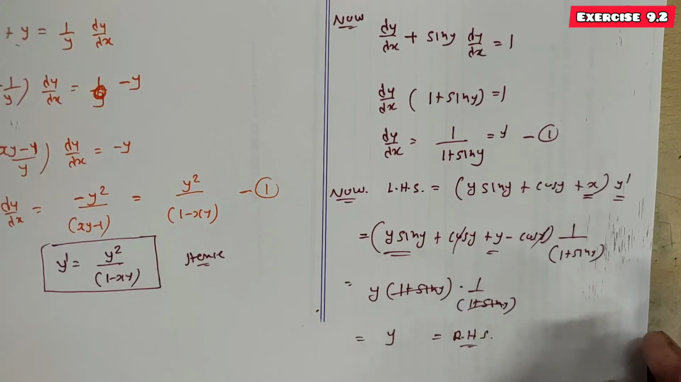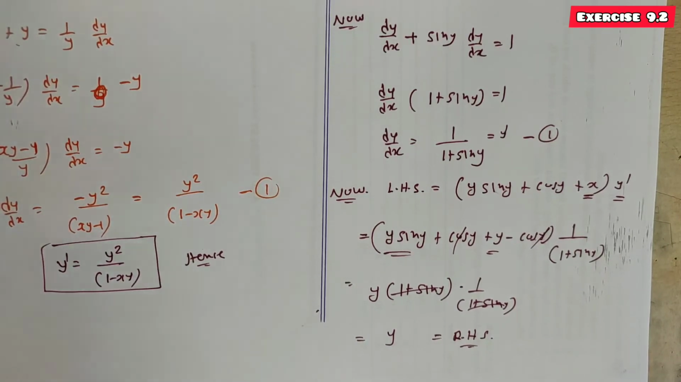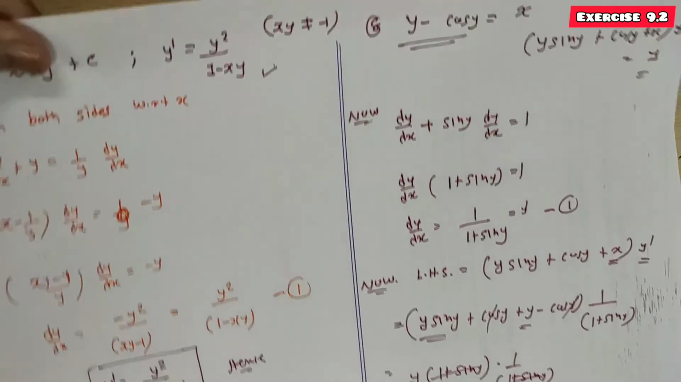So the left hand side of the equation is equal to the right hand side, and that's why we can say that y minus cos y equal to x is the solution of the given differential equation. Done.